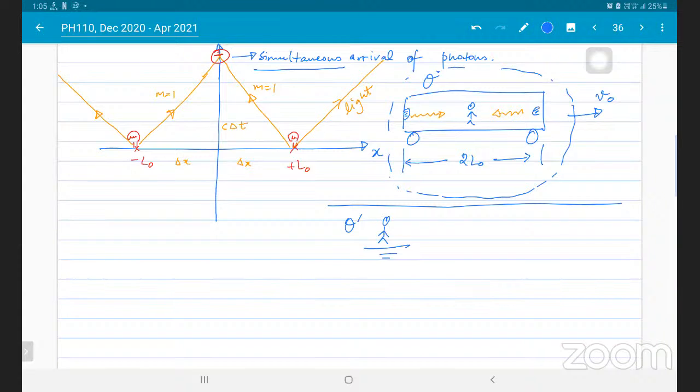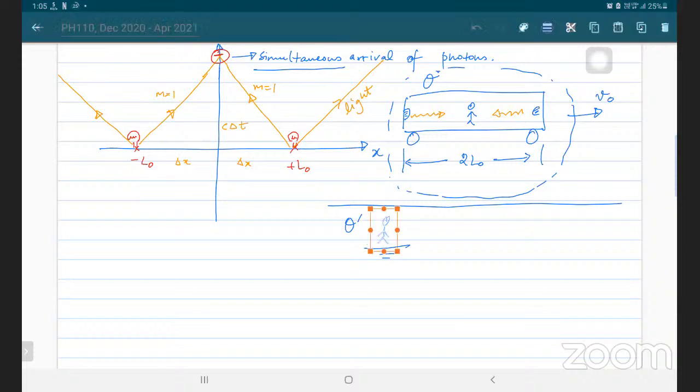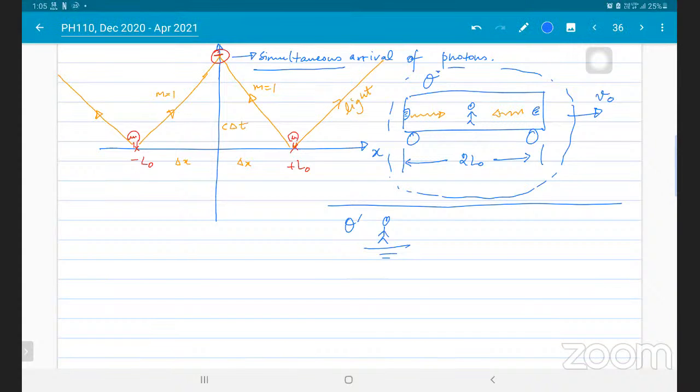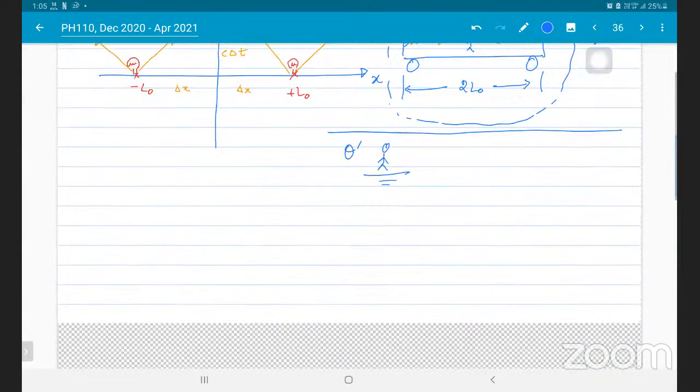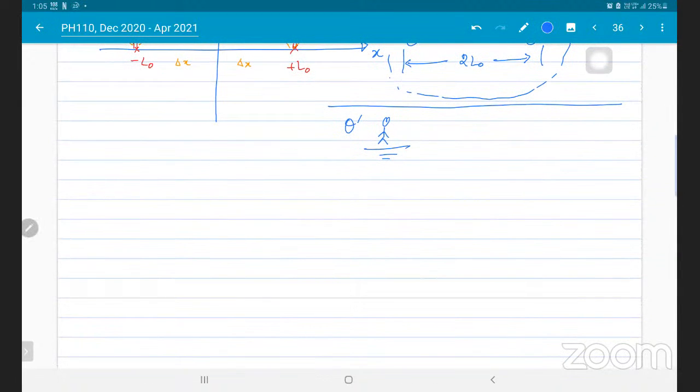What does O prime see? The question is, does this guy O prime see the light signals arrive at the same instant of time at the center of the train? No, sir. The answer is no. Okay. So let us ask ourselves why that should be the case.